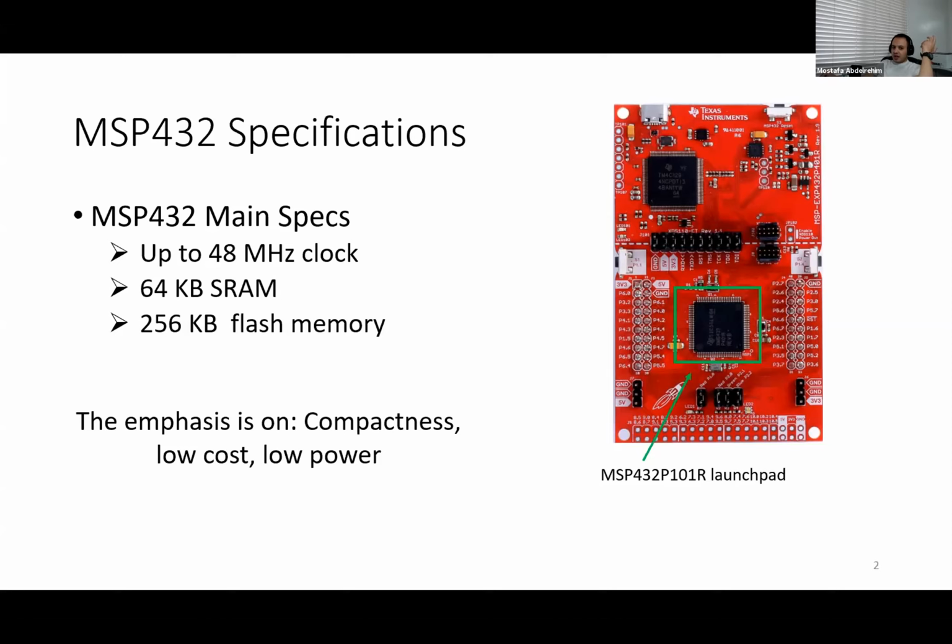And of course, the frequency of a micro is usually very small compared to, for example, your laptop processor frequency, which may be around 2 gigahertz or maybe more. But this is a different domain of applications, it's embedded applications. The RAM is up to 64 kilobytes, and the flash memory is around a quarter of a megabyte.